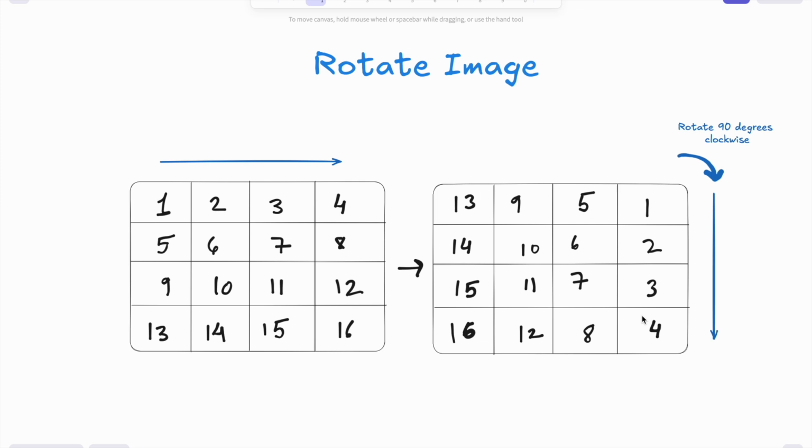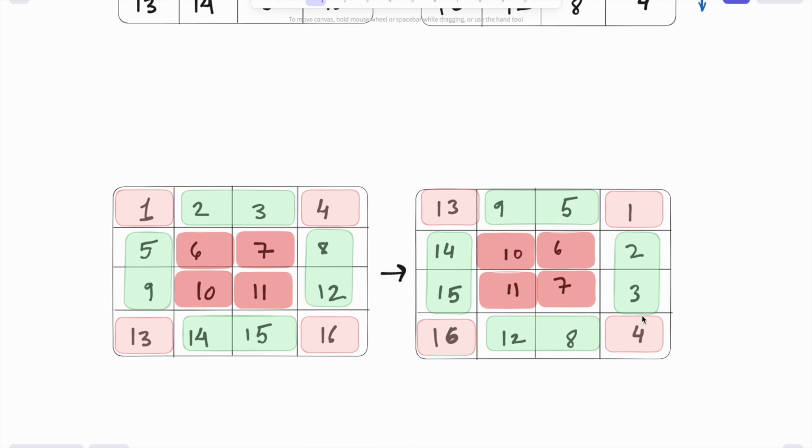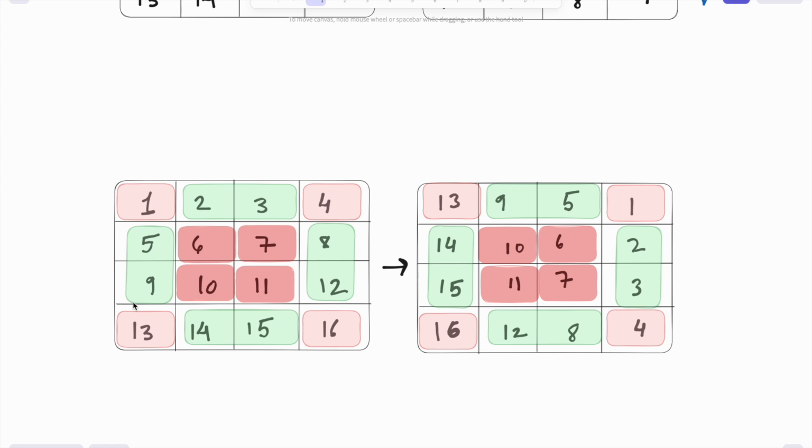I would like you to pause the video and try to think of a solution, an approach, on your own. Alright, so what I saw was that these corner positions were rotating among themselves. Then these positions were also rotating among themselves. So 2 3 comes here, and 8 12 goes here, and 14 15 comes here, and 9 5 comes there. This process would repeat itself as you go inside the matrix. So 1 4 16 13 come like that, and then the same behavior is followed by 6 7 11 10, and if there were more in between, they would do the same thing.